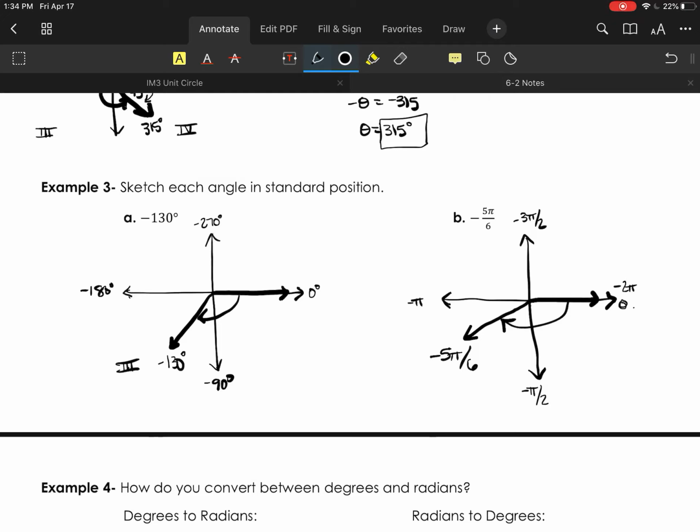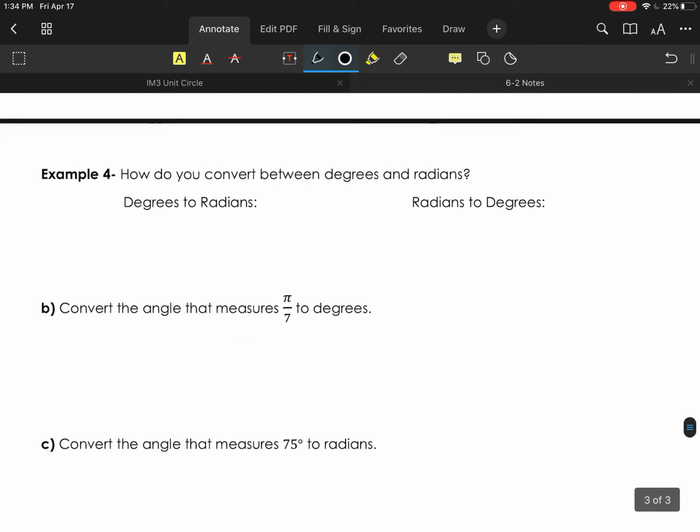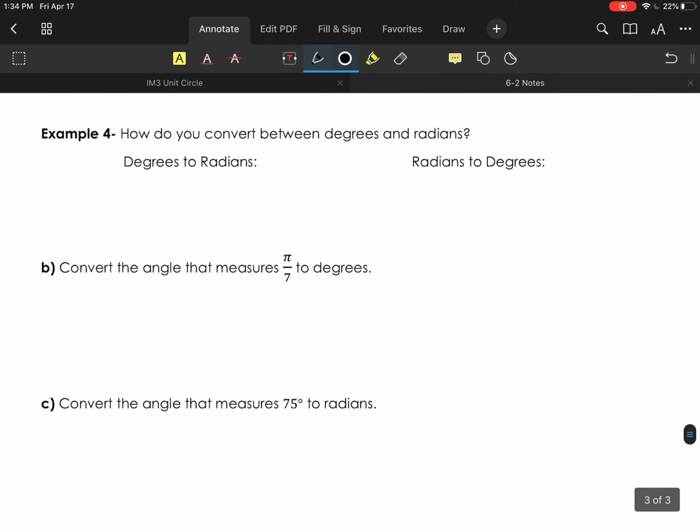Make sure you watch the video explaining what a radian is, because it's kind of a conceptual thing that you need to understand, but here's the actual math behind how you can convert between radians and degrees. So take a look at example 4.